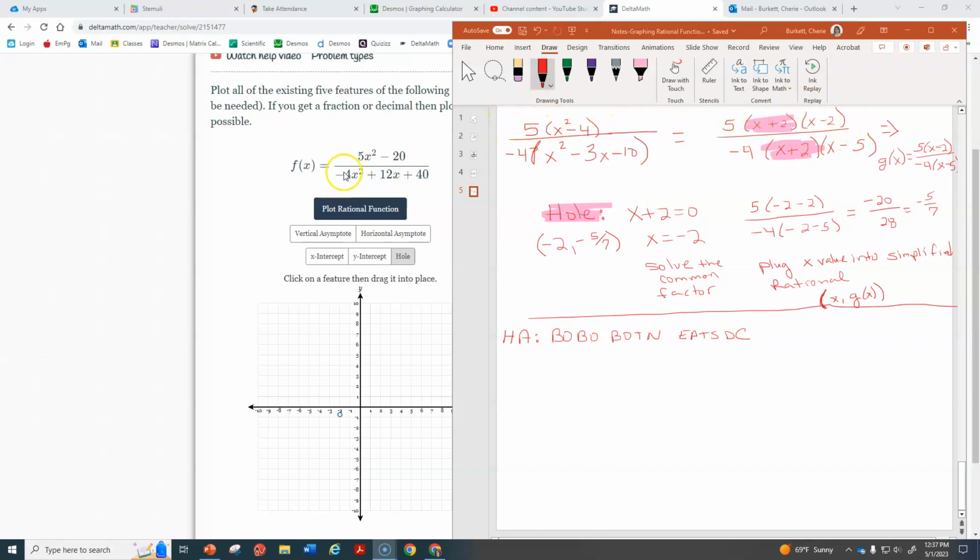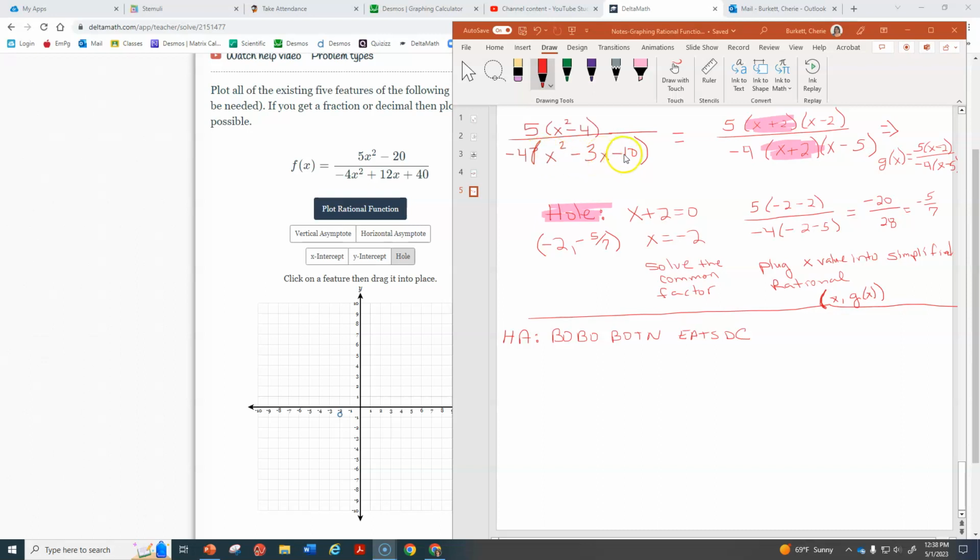On bottom, I first thought I might have to do the AC method because we had a leading coefficient, but I noticed that everything was divisible by 4, so I factored out a negative 4. I don't like my x squared term being negative. So 12 divided by negative 4 is negative 3. 40 divided by negative 4 is negative 10.